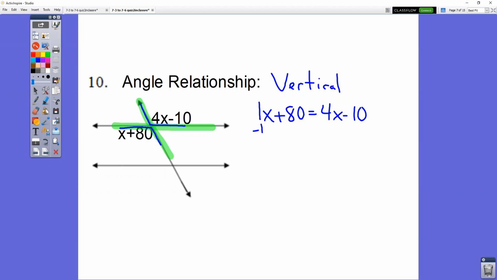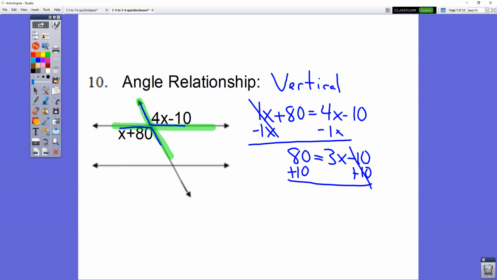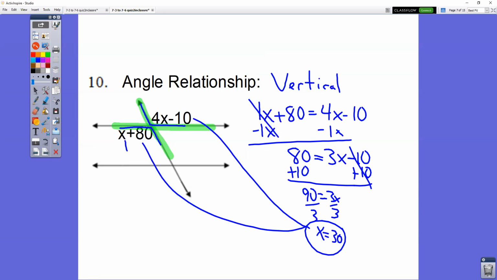There's really a 1 in front of that x, so I'm going to attack that x first by doing minus 1x and minus 1x. Now I just have a two-step equation, add 10 and add 10 to get the 3x all by itself. Divide by 3's, and you get x equals 30. Take that 30, sub it back in, sub it back in. We get 110 and 110.